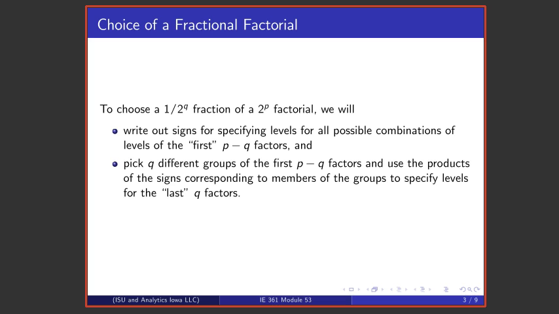To choose a quarter fraction or an eighth fraction, a 1 over q fraction of a 2 to the p factorial, here's what we're going to do. We're going to write out signs that specify all possible combinations of the first p minus q factors. Where there was going to be a half fraction, q was 1, and so we wrote out signs specifying levels for all possible combinations of the first p minus 1. If it's going to be a quarter fraction, it's going to be p minus 2. If it's going to be an eighth fraction, it's p minus 3, and so on. And then we pick out q different groups of the first p minus q factors and use the products of signs corresponding to the members of the groups to specify levels for the factors whose levels are yet to be chosen.